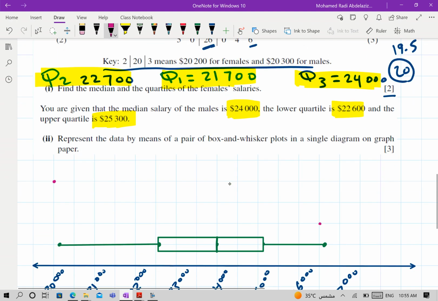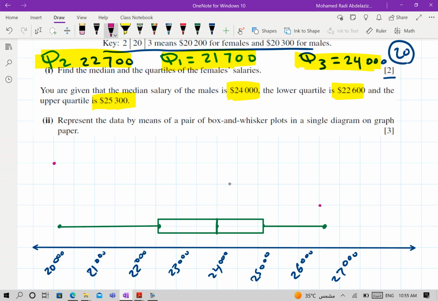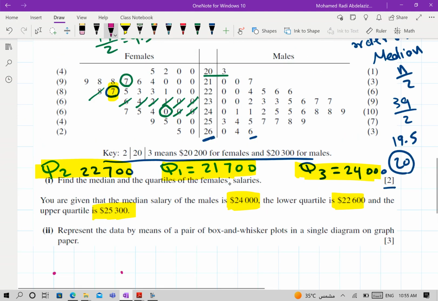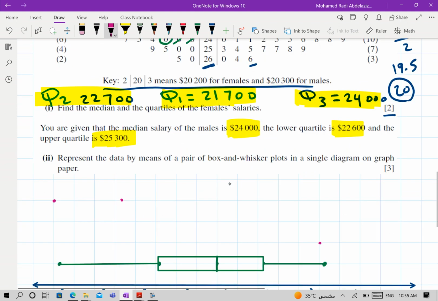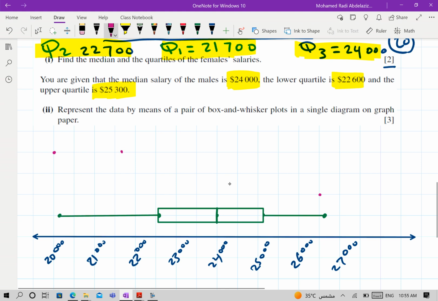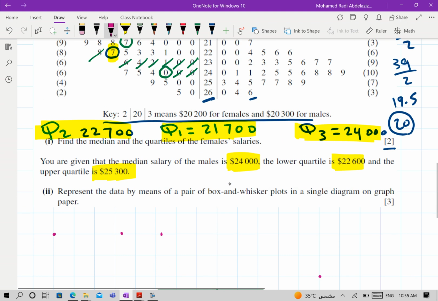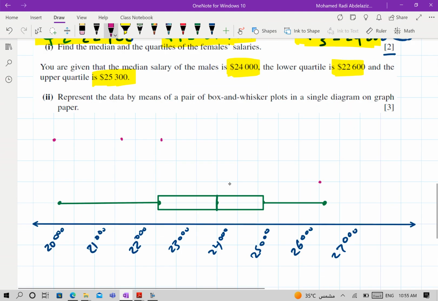Lower quartile, 21,700. Then 22,700. Then 24. The box has a rectangle.